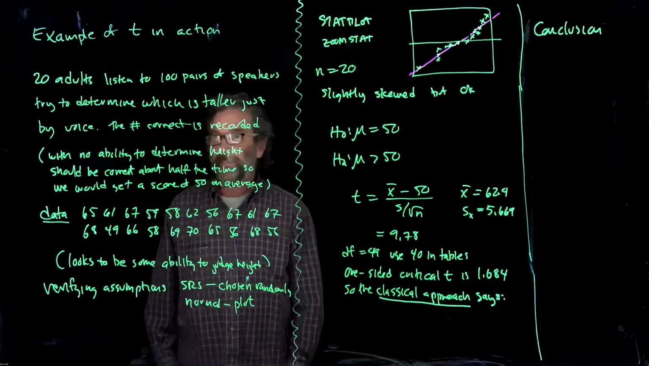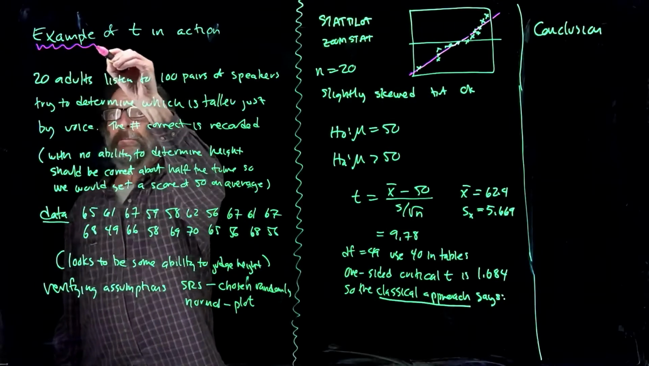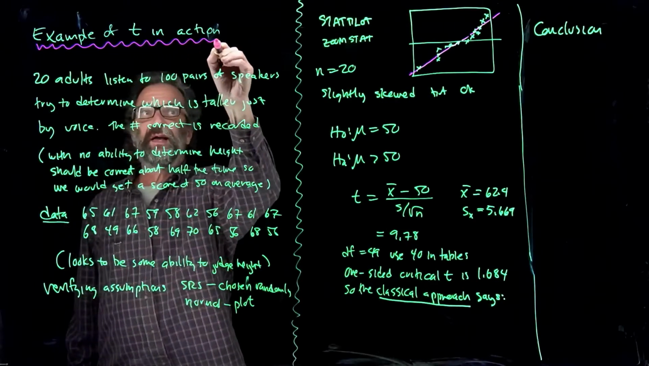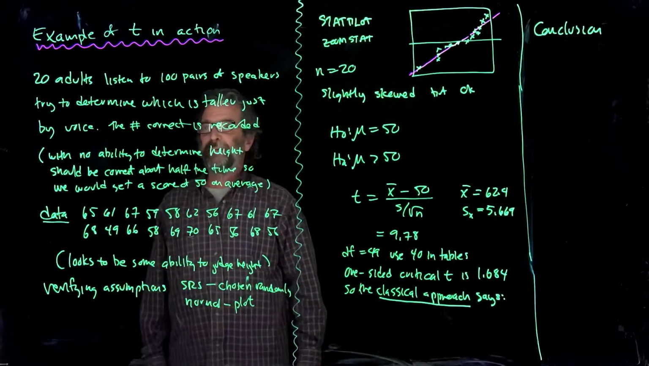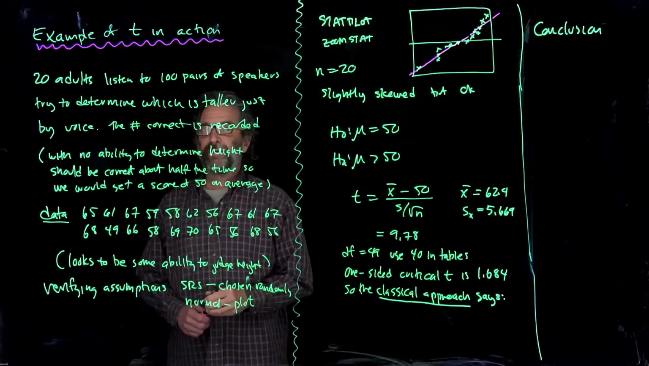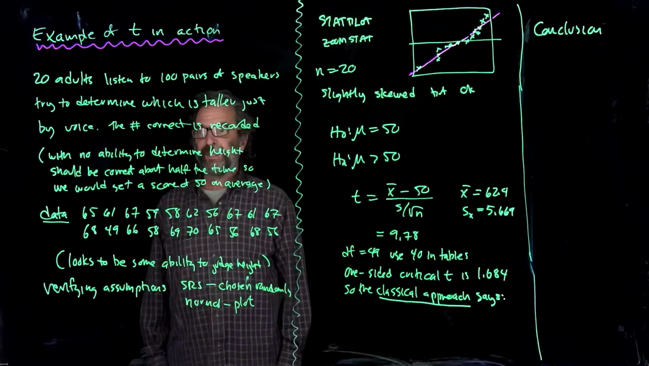Okay, so we're going to do an example. It says example of T in action, where we use the T statistic to analyze an experimental situation. Here's the experimental situation. 20 adults listen to 100 pairs of speakers and try to determine which is taller just by the sound of their voice.